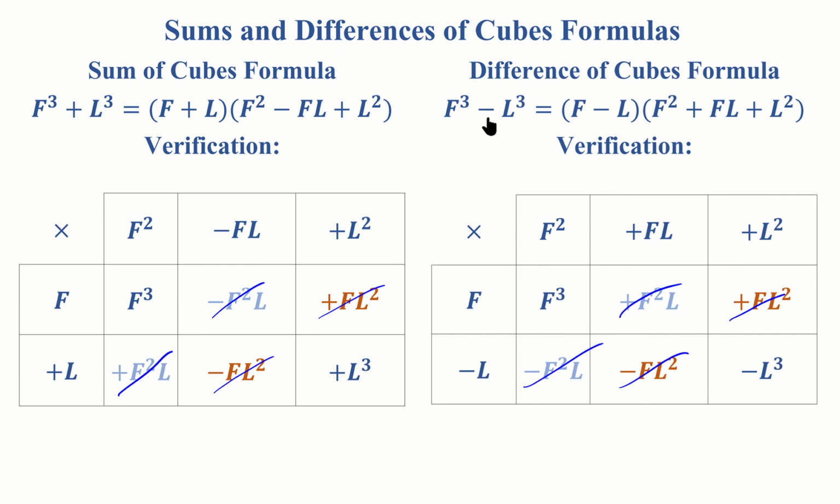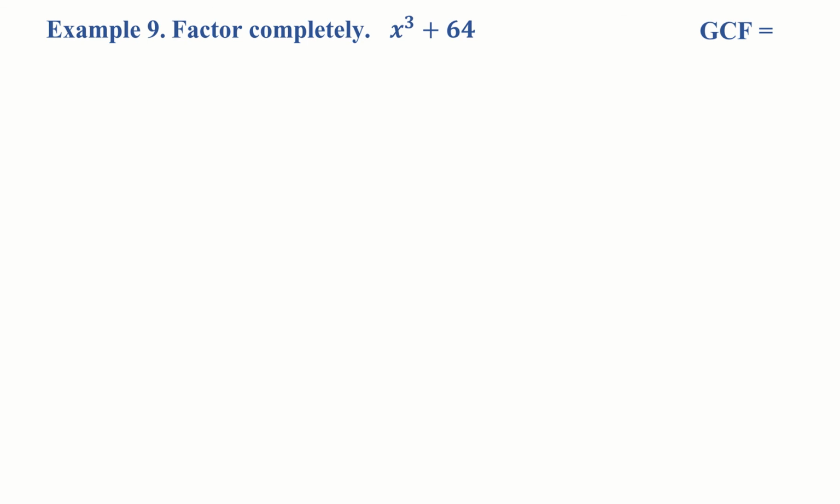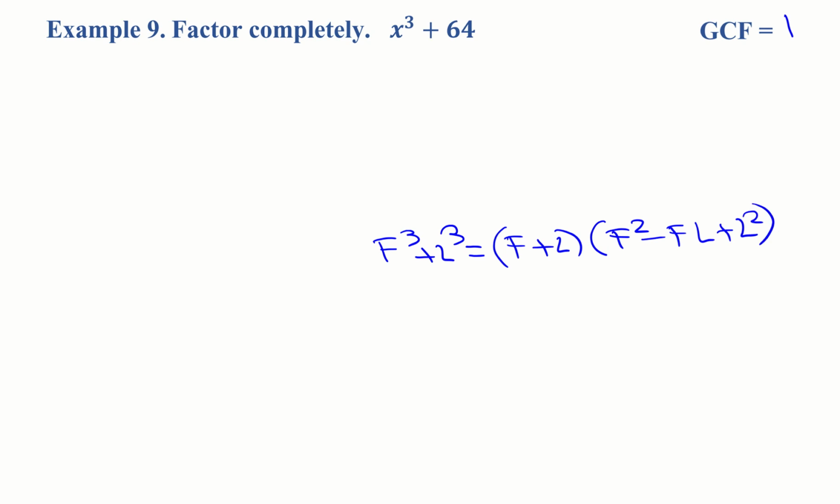So those are the two formulas we're going to use now to do some factoring that we weren't able to do before. Just as in the case of all other factoring problems we've done, we'll look for a GCF first. We notice here it is 1. So we proceed. It looks like we have a sum of cubes here, so we need to recall that formula. f cubed plus L cubed equals quantity f plus L times quantity f squared minus fL plus L squared.